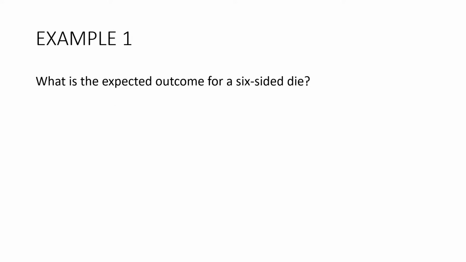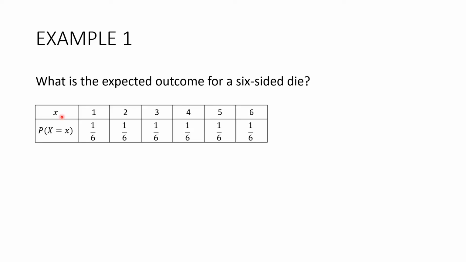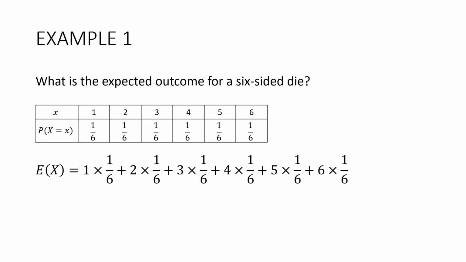What is the expected outcome for a six-sided die? Well, here's our table of values here. We've got the different scores, 1, 2, 3, 4, 5, 6, and the probabilities in each case are 1/6. So we're going to go 1 multiplied by a sixth plus 2 times a sixth plus 3 times a sixth, etc., all the way through. And putting that into the calculator, we get 3.5. So every time I roll a six-sided die, on average, I'm going to roll 3.5.